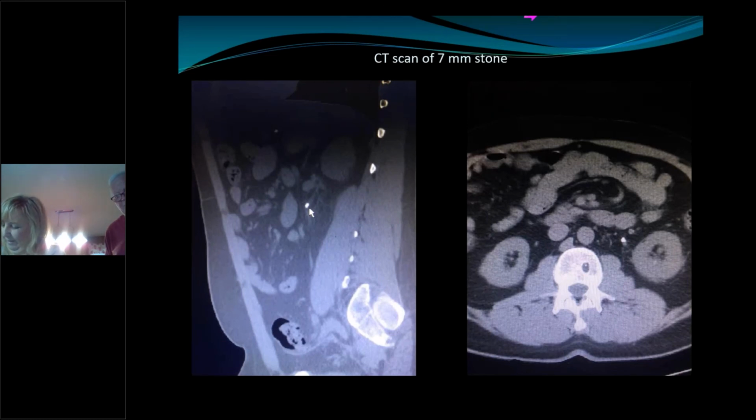This is a picture of a stone. This is a cute little 7mm stone. This is the axial cut of the stone, so these things are no fun. There's actually a little bit of perinephric stranding on this CT scan. So this guy actually had a pretty good sized stone impaling the ureter.